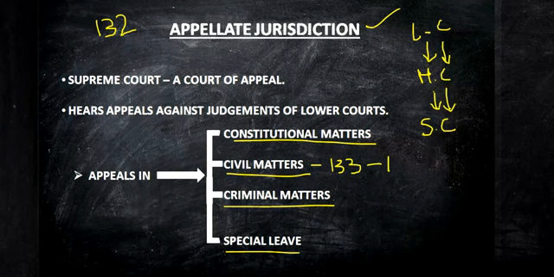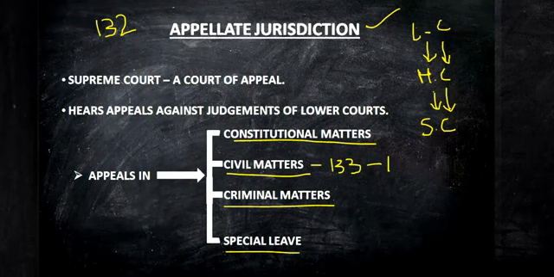Here the High Court will give a certificate. It certifies that the aggrieved person can appeal in the Supreme Court, and after getting the certificate only that particular aggrieved person can move to the Supreme Court, and that particular case will be tried in the Supreme Court. Is it clear? And whatever judgment is given by the Supreme Court, it is final.